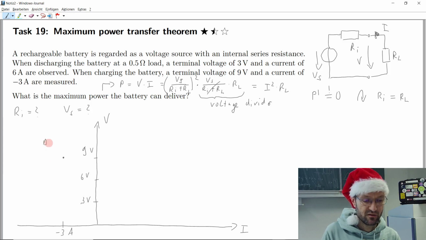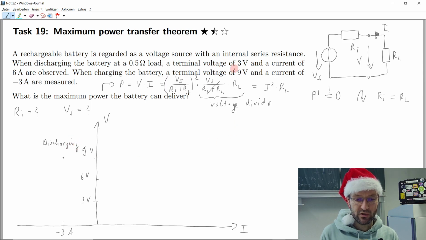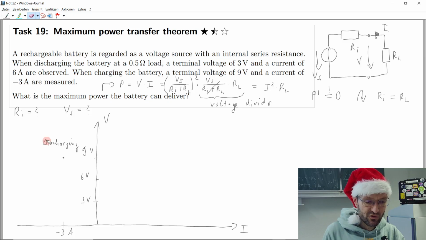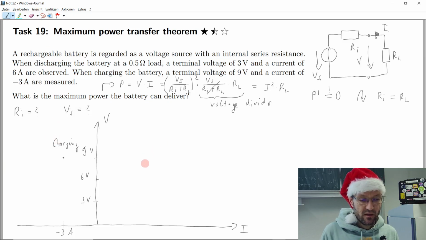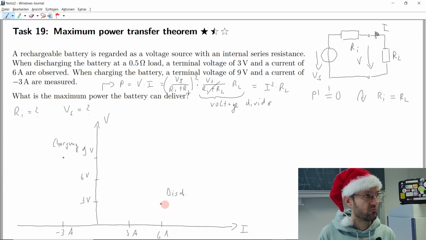This would be the discharge. And then at charging, we have a terminal voltage of just 3 volt. No, sorry, this is of course not the discharging, this is the charging. So when discharging, we have maybe 3 ampere here, and twice the distance should be 6 ampere. And at 6 ampere, we just get 3 volt. This is the discharging point.